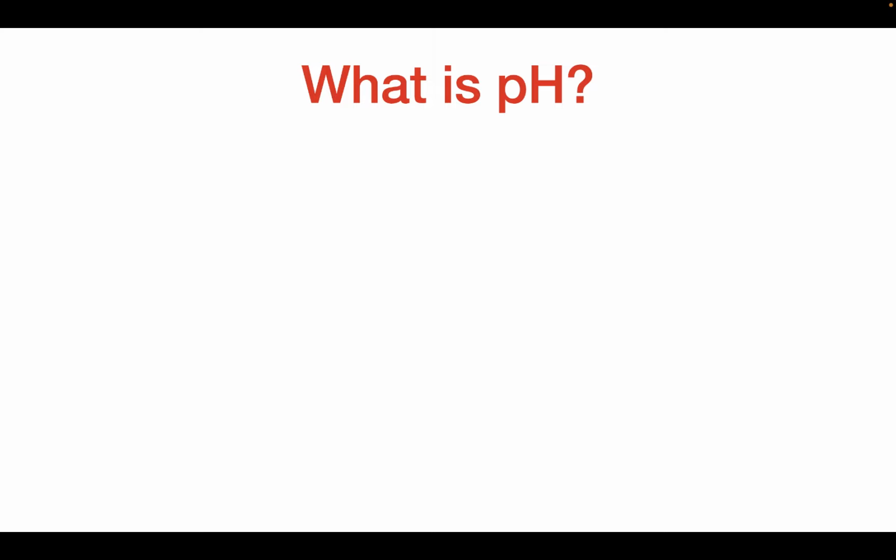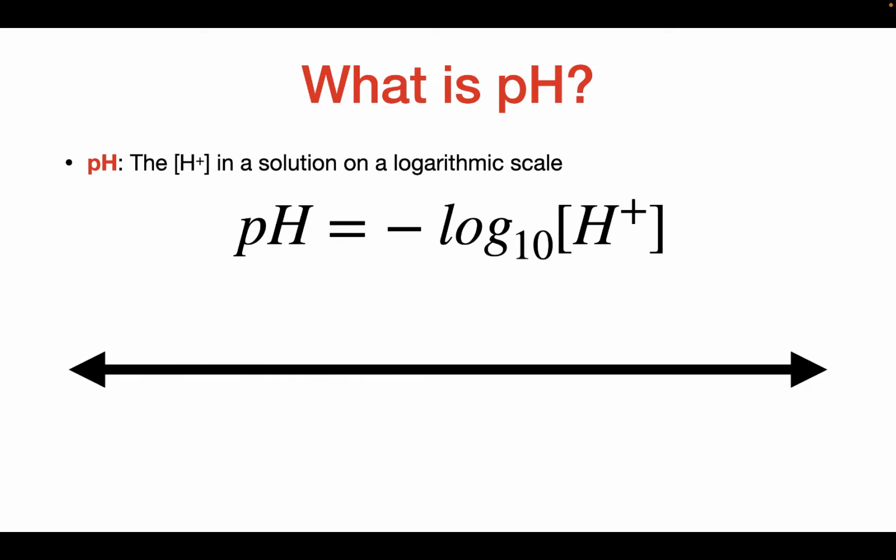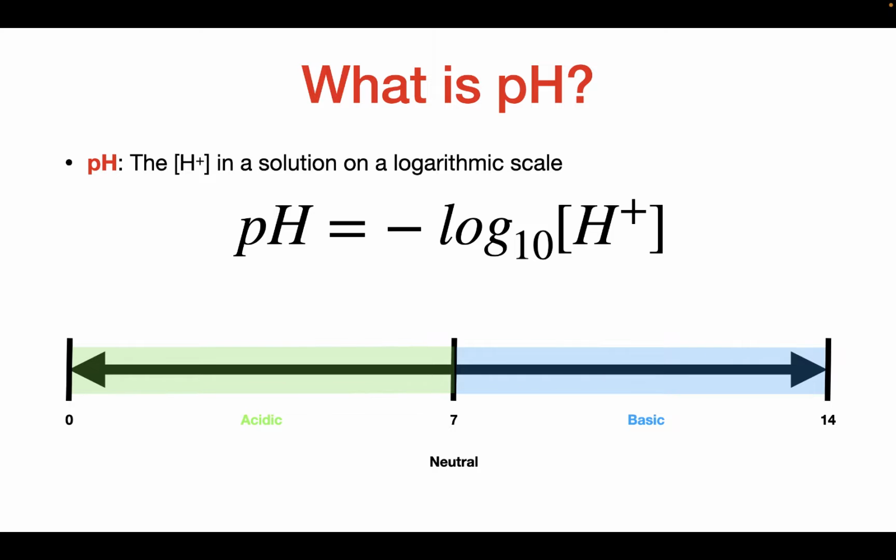So now that we know what Bronsted acids and bases are, let's talk about pH. So what is pH? pH is the concentration of hydronium ions in a solution on a logarithmic scale. pH can be calculated using this equation here, and we can look at different pH values by looking at the pH scale. The three main numbers that you should know are 0, 14, and 7. 7 is a neutral pH, and any pH that is below 7 is considered acidic, and any pH that is above 7 is considered basic.